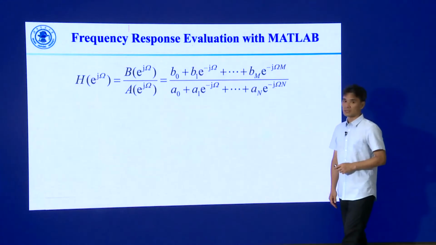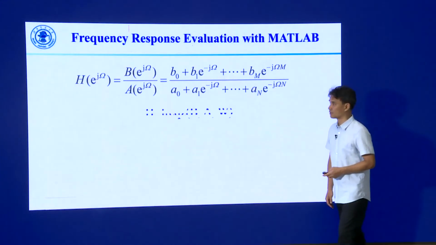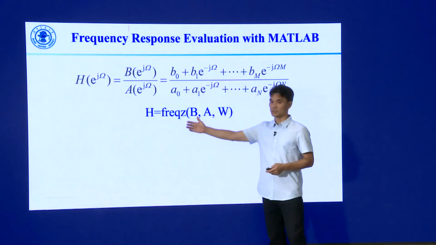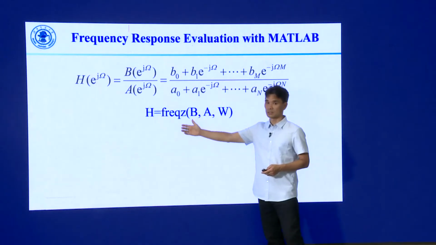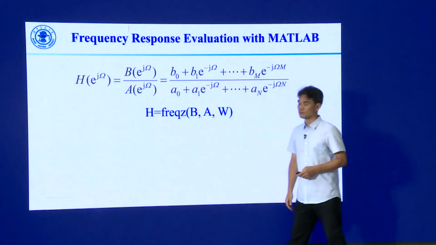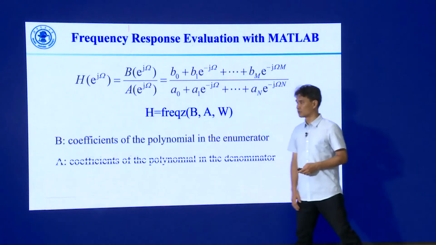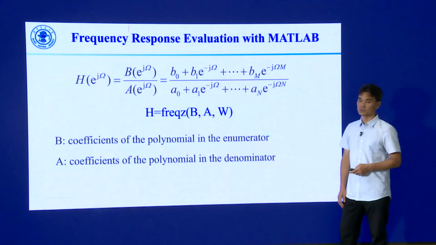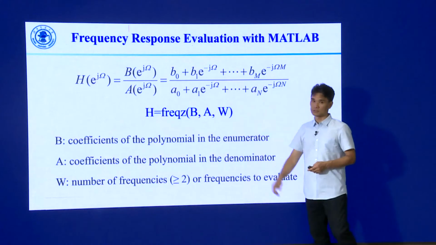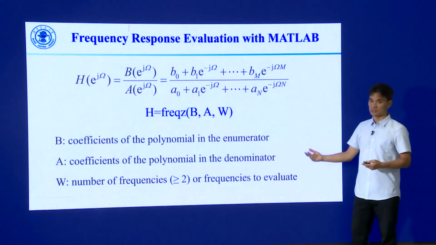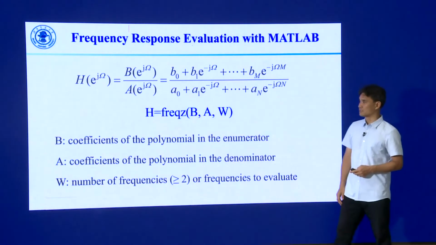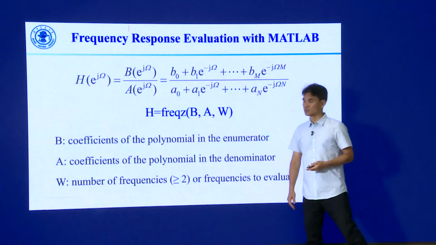For the discrete time LTI system, similarly, we have this function to help us determine the system's frequency response. And again, A and B are the coefficient vectors. And this is the number of frequencies, or the frequencies, at which we try to evaluate the frequency response.